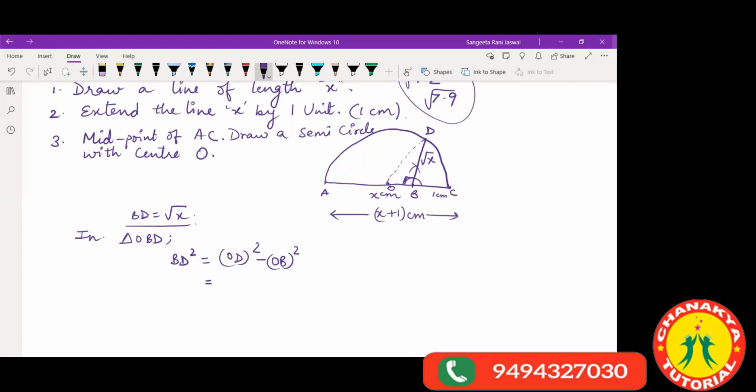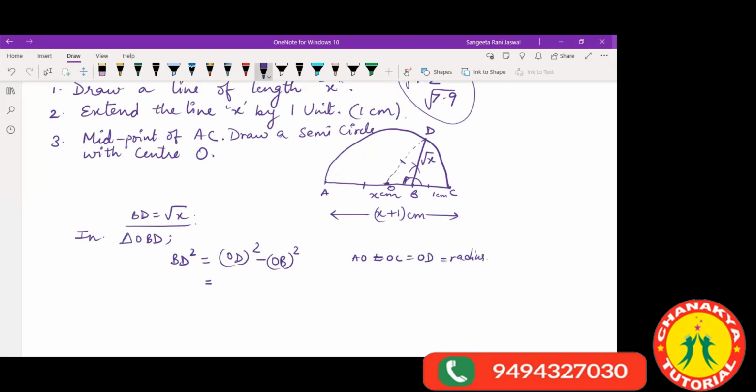Now, this distance OD is the radius. You can see here, O to A is the radius. With this O as center, we made this semicircle, right? So this OD is actually the radius. So OD is equal to OA is equal to OC. They are all equal. They are all the radius.